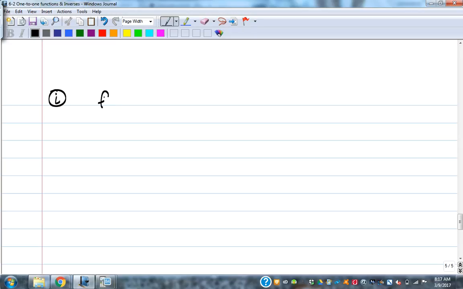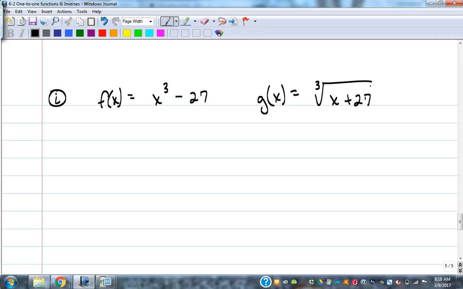Let's look at f of x equals x cubed minus 27. And I didn't mean to write f inverse. I meant to write g of x. So these look very similar. They kind of look like opposites, inverses of one another. They may or may not be. If we want to verify this algebraically, we could do f composed with g and then g composed with f. If we want to do it graphically, let's see what that looks like.